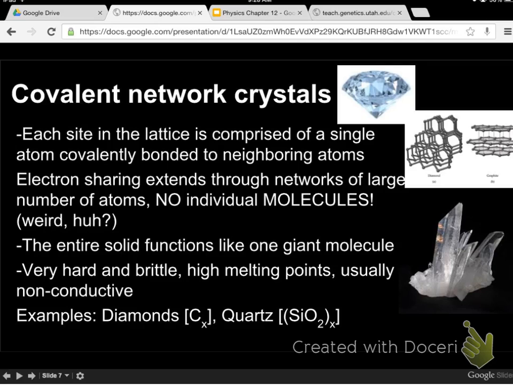How do you tell if something is a covalent network compound when you're looking at it? Those formulas are a giveaway. When there's a little something subscript x, it's a covalent network compound. If it's got a definitive chemical compound formula, it's not a covalent network crystal.